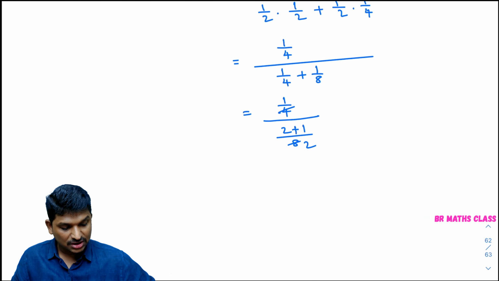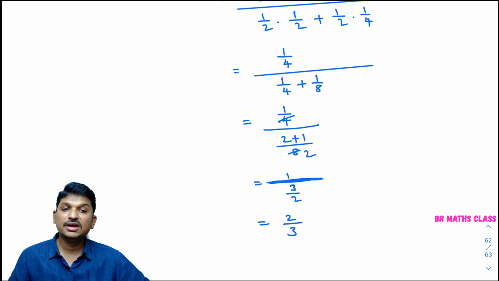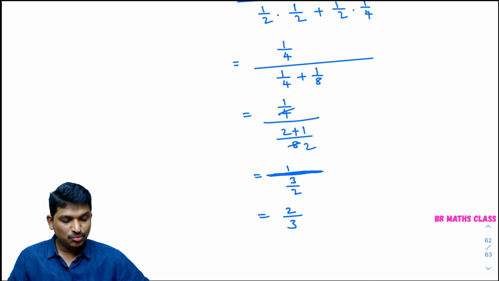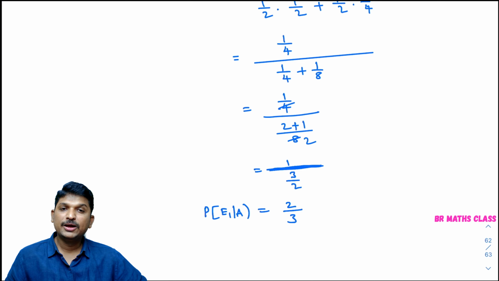What you got here? That equal to 1 divided by 3 by 2. 1 divided by 3 by 2 is nothing but 2 by 3. Right. So what we calculated? Probability of E1 by A. So probability of E1 by A equal to 2 by 3.